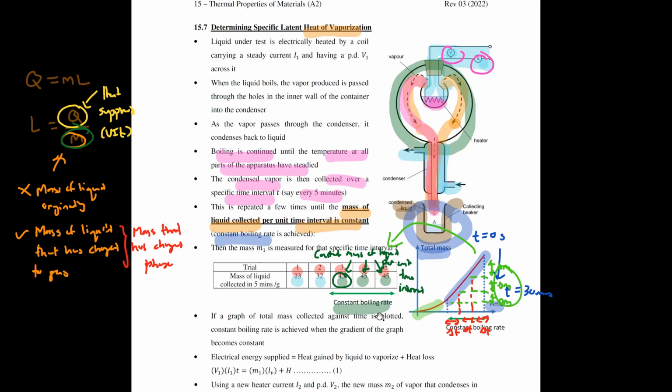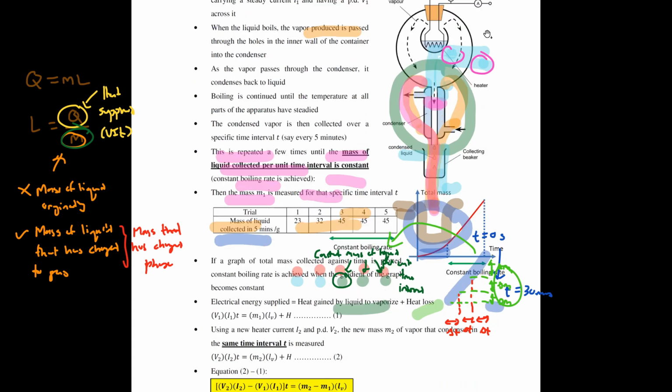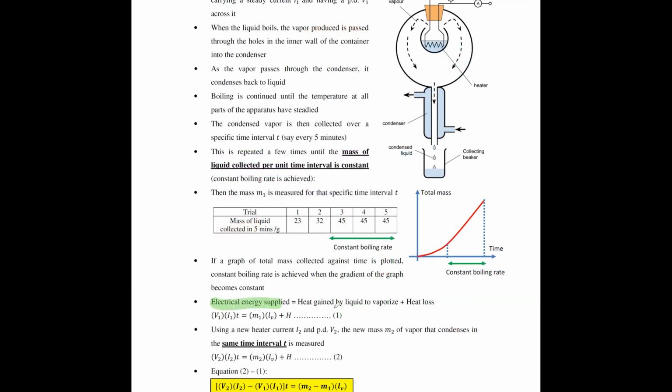Now, if you then want to apply conservation of energy for this particular case when you're heating the liquid to gas, what you could say is that the electrical energy that you supply is equal to the heat gain by the liquid to vaporize, as well as the heat loss to the surroundings.